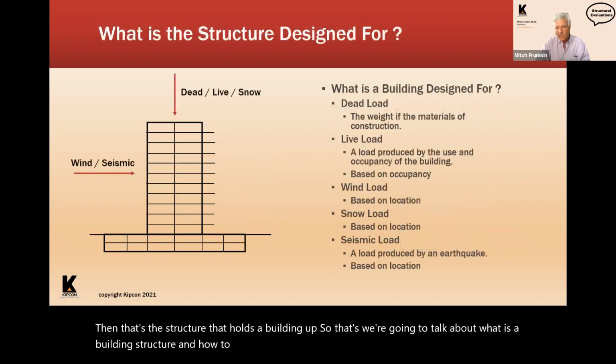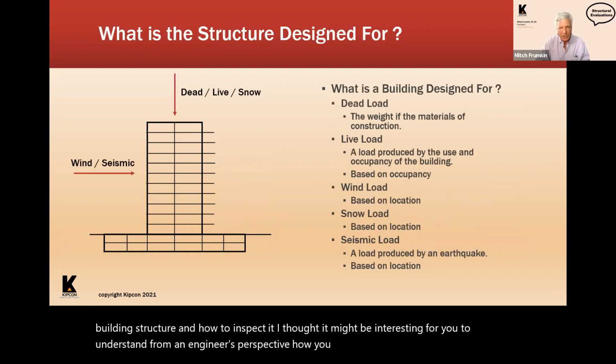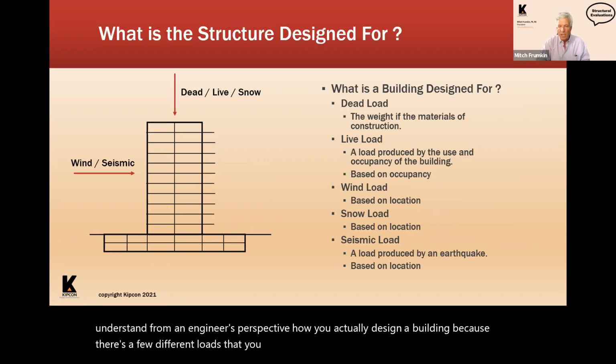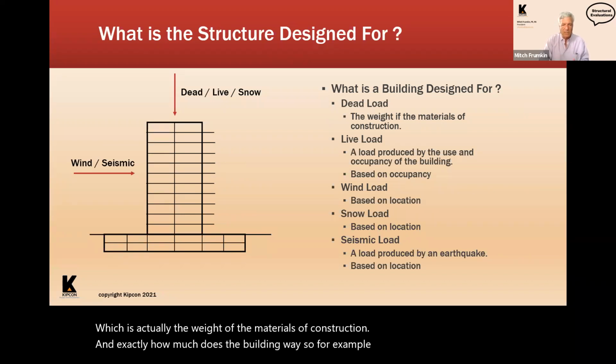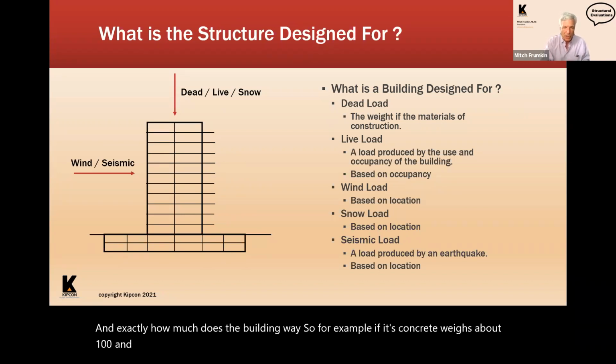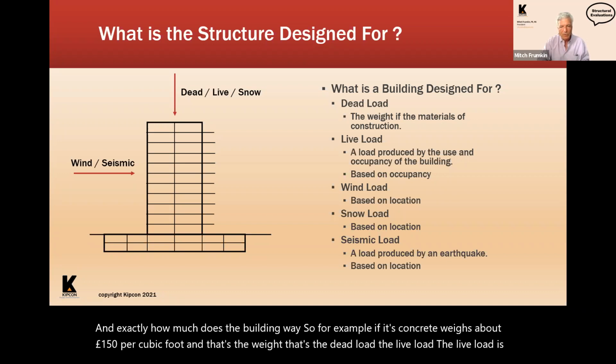I thought it might be interesting for you to understand from an engineer's perspective how you actually design a building, because there's a few different loads that you design a building for. There's what is called the dead load, which is actually the weight of the materials of construction and exactly how much does the building weigh. So for example, if it's concrete, it weighs about 150 pounds per cubic foot, and that's the dead load.